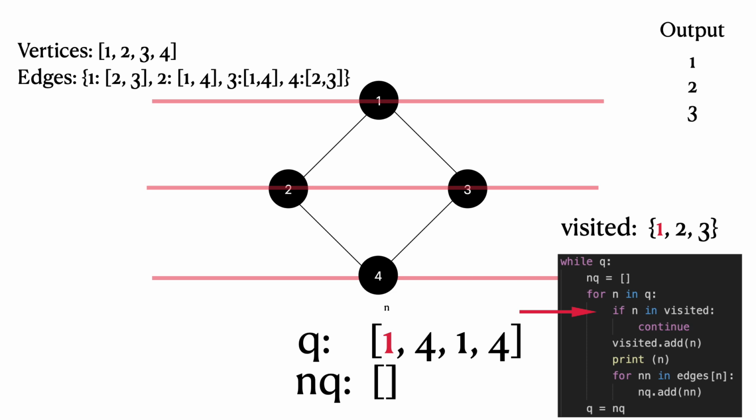Because 1 is in the visited, it will not touch the following lines. What about 4? It's not marked as visited. Therefore mark it as visited. Print 4. Put adjacent nodes. Same thing. Skip it. Skip it. Queue is updated, but 2 is in visited. Skip it. Same for 3, skip it. For loop is ended and update queue with the next queue. Queue is empty, let's call it an end.